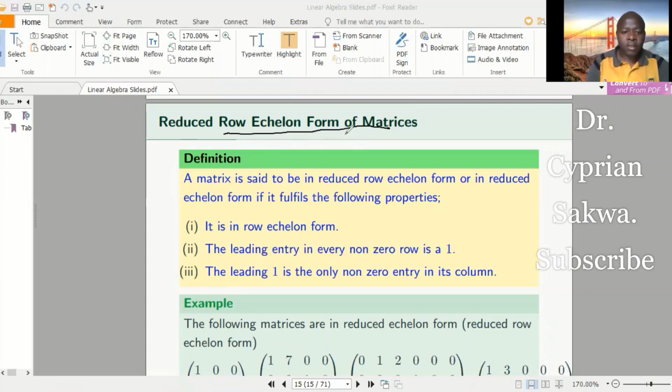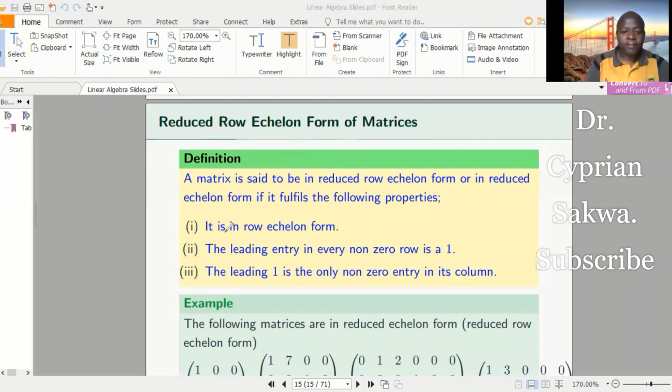Now this time I want to look at reduced row echelon form. This is also known as reduced echelon form. So you can call it reduced row echelon form or reduced echelon form. That's what we want to look at. First, when do we say that a matrix is in a reduced row echelon form? A matrix is said to be in reduced row echelon form, or precisely reduced echelon form, if it fulfills the following properties.